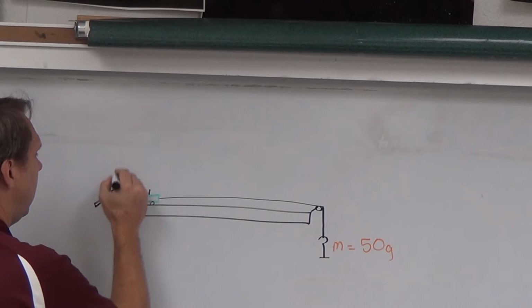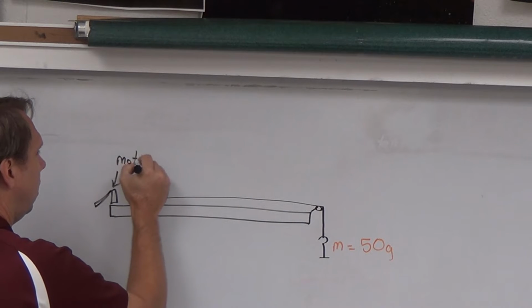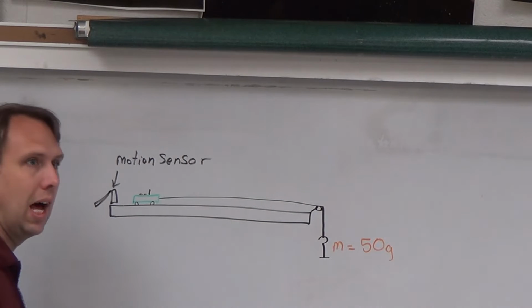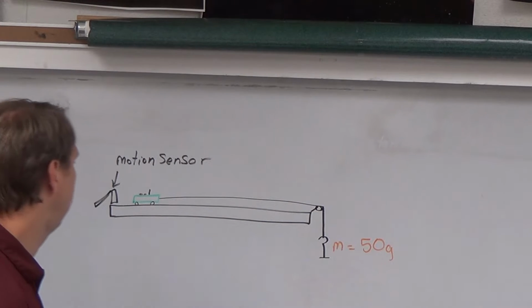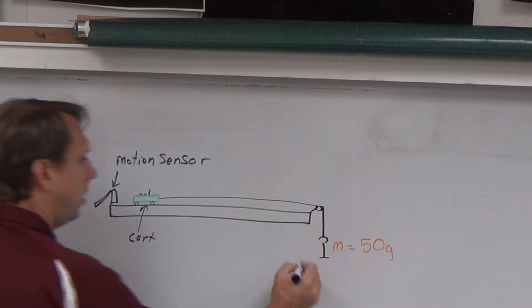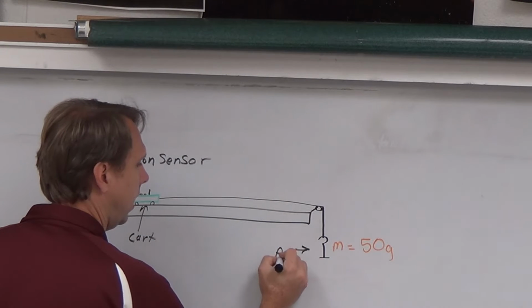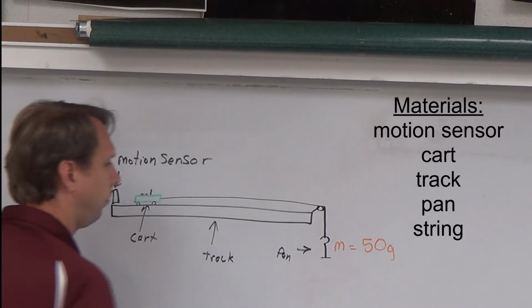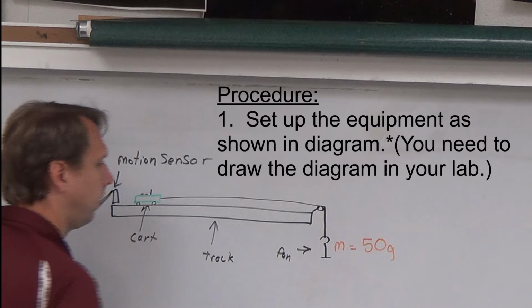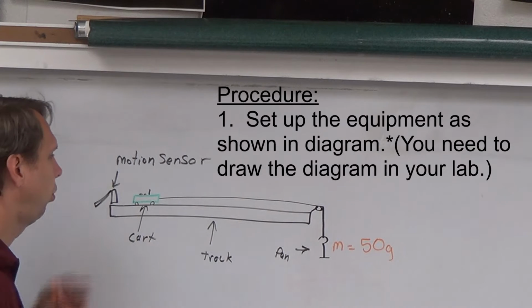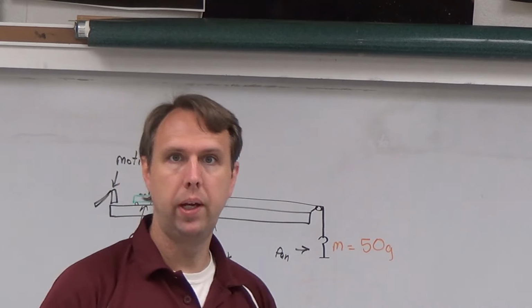So there will be a motion sensor that will allow us to determine the acceleration of the cart. So we have a cart and the pan and a track. So this is sort of our setup of what we're going to be doing.